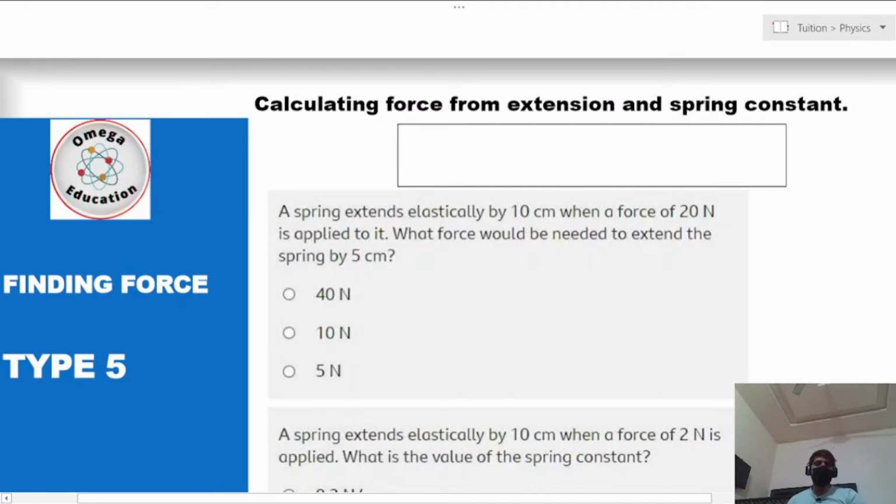Alright, the next one is calculating force from extension and spring constant. So sometimes you get a question which you have to solve from a graph. Sometimes there's just a description that is given and you need to calculate force from there. First of all, let me write down the formula once again. F equals kx. All right, this is a standard formula that you use. K here stands for spring constant.